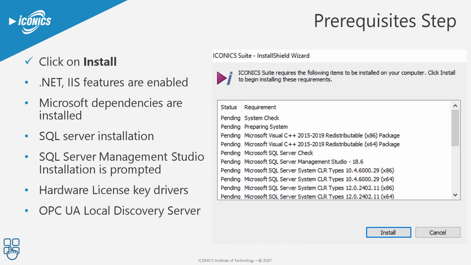This step prepares the computer by installing necessary Windows operating system features, additional dependencies, and helpful tools. This list could vary from one computer to another, depending on the Windows updates and other software installed prior to Iconic Suite installation. Microsoft .NET 3.5 and IIS features on Windows operating system are enabled and might take some time if they haven't been enabled before.